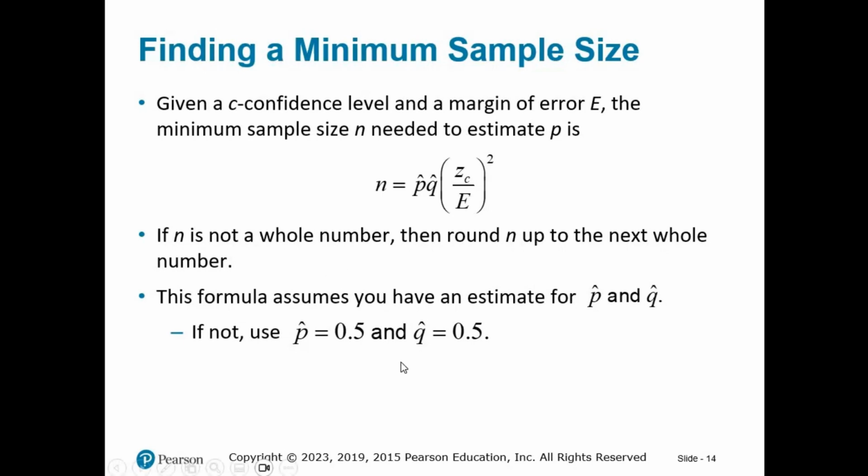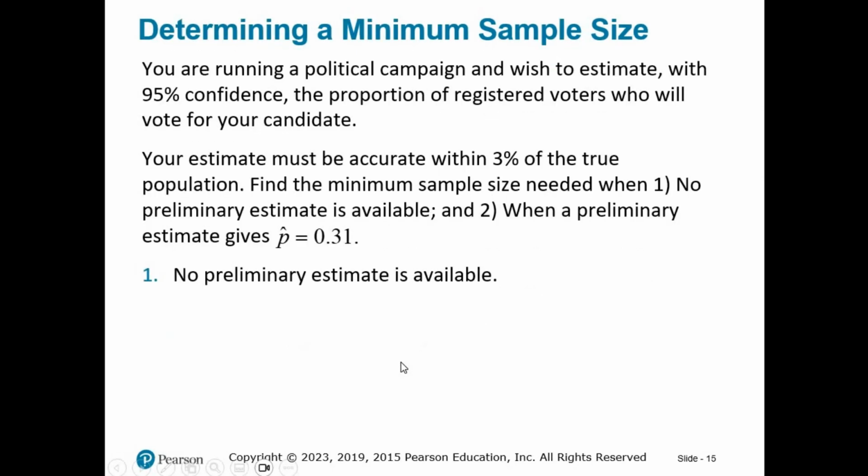Okay, let's try an example, put all this together. You are running a political campaign and wish to estimate with 95% confidence the proportion of registered voters who will vote for your candidate. Your estimate must be accurate within 3% of the true population. Find the minimum sample size needed when 1, no preliminary estimate is available, and 2, when a preliminary estimate gives p hat equals 0.31. Okay, let's first look at the situation when no Gallup poll has been given. You haven't done any sort of canvassing, and you really don't know what the proportion of people supporting right now is. No preliminary estimate is available.